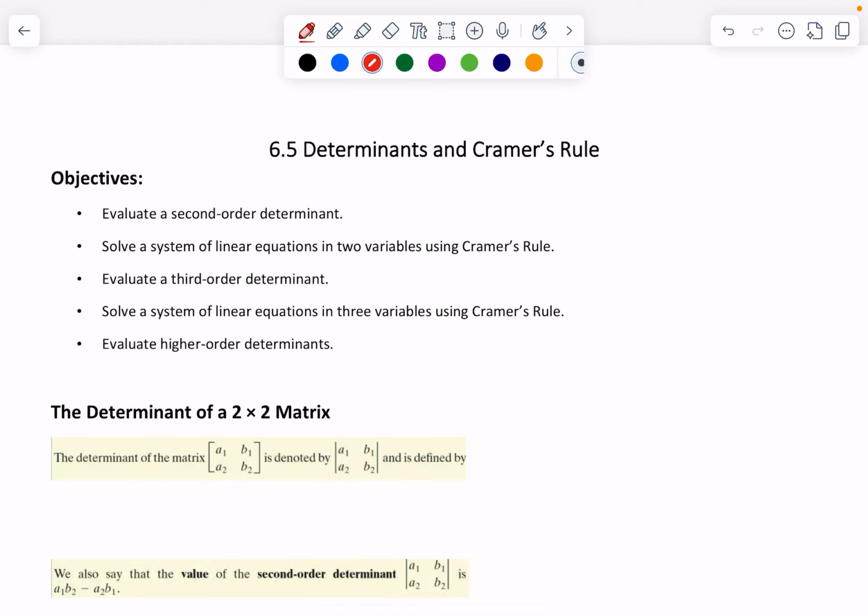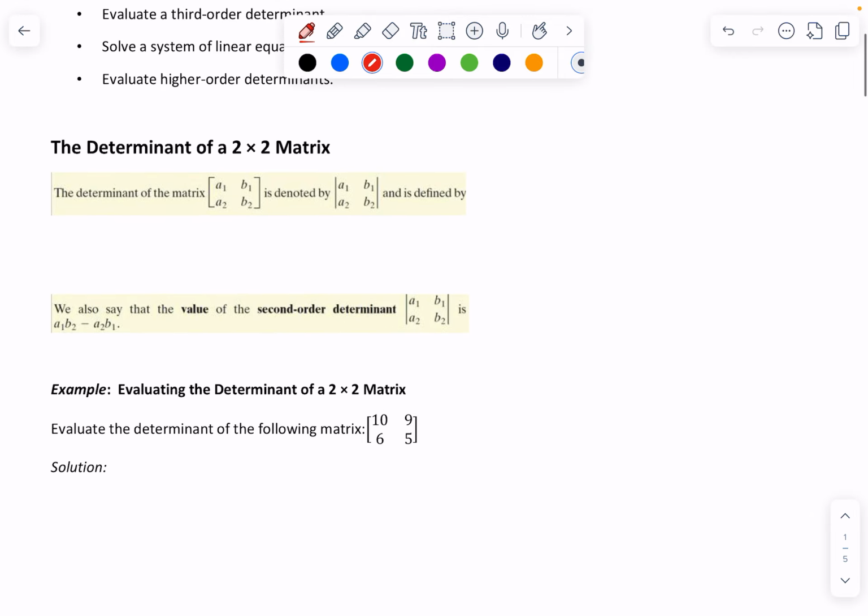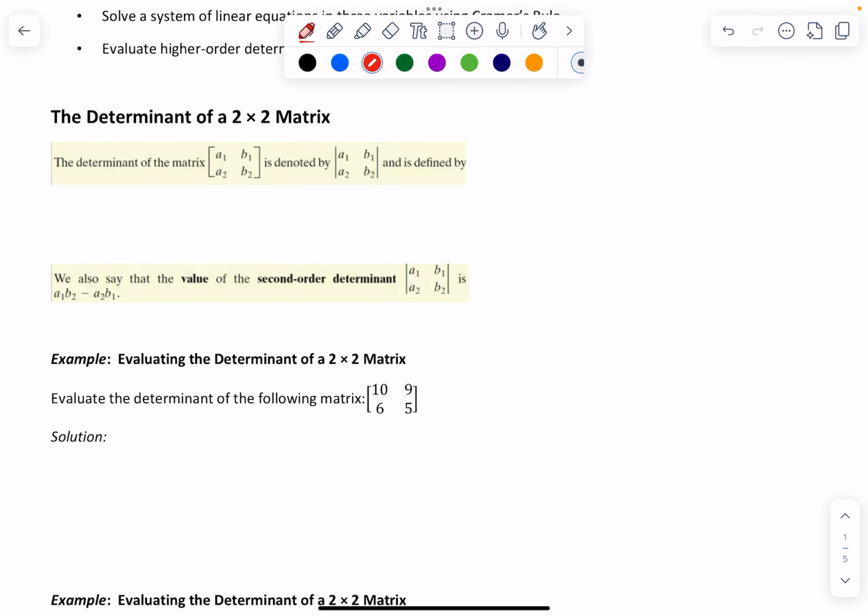Hello. So this is lesson 6.5, determinants and Cramer's rule. First, we're going to define the determinant of a 2 by 2 matrix. The determinant of a matrix is denoted like this.